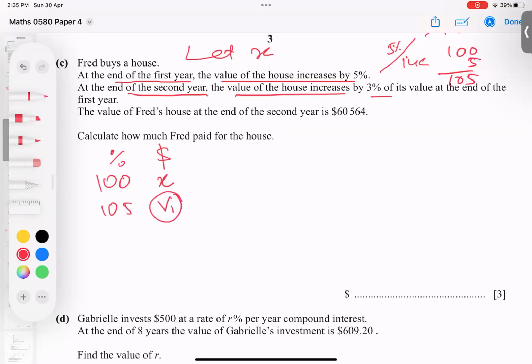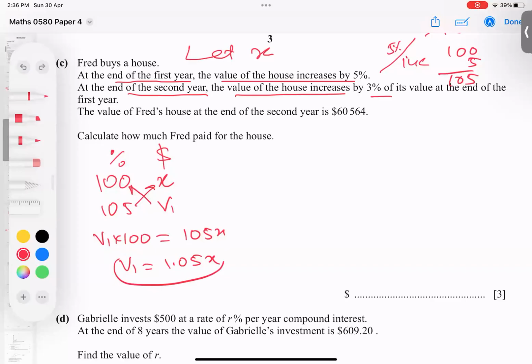So 105 is called value number 1. It means after 1 year, how much the value turned out to be, cross multiply. So V1 I'm finding here. V1 times 100 equals 105 times x. This 100 goes down when divided. This becomes 1.05x. This is the value after the first year. After the first year, the value V1 is this one.